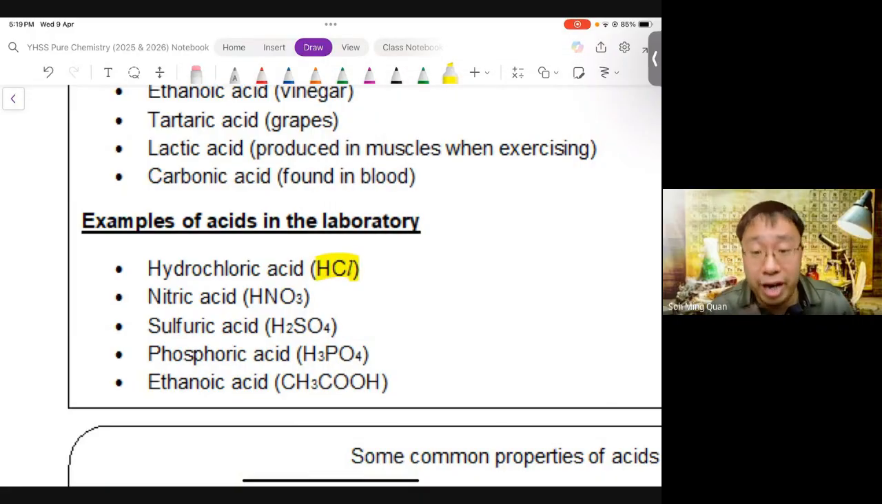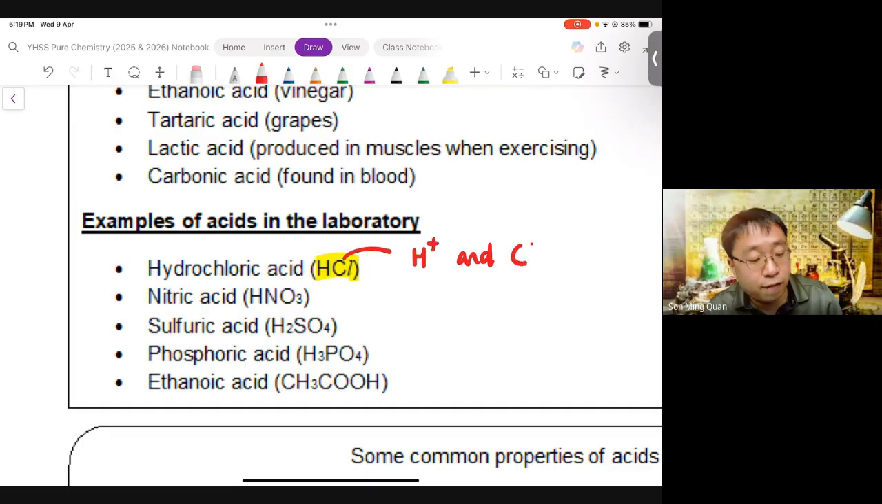Hydrochloric acid, HCl. You notice immediately there is H+ and Cl- formed when it dissociates in water. If you have done the SLS package on acids and bases, you will know that when you dissolve HCl in water, it dissociates and ionizes in water to give you hydrogen ions, which is H+. Because it's H+, the other side will be Cl-.